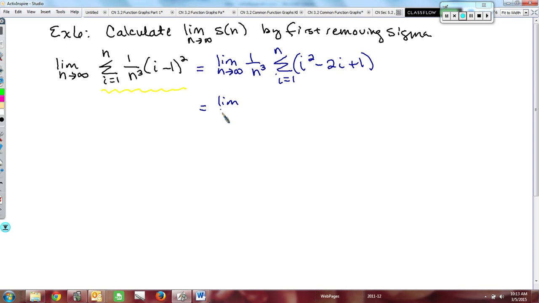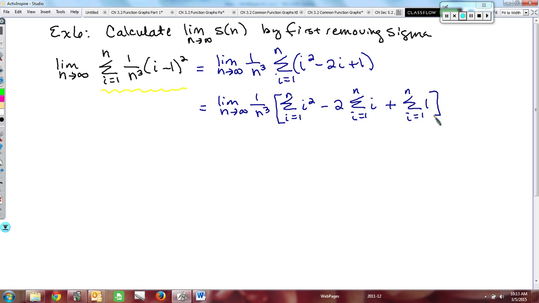Then we come down, and it's a lot of tedious rewriting. I'm going to now distribute my sigma through. So I have the sum. Again, when I distribute, I'm going to put parentheses: the sum, i equals 1 to n, of i squared, minus 2 times the sum, i equals 1 to n, of i, plus the sum, i equals 1 to n, of 1. So I get to there.